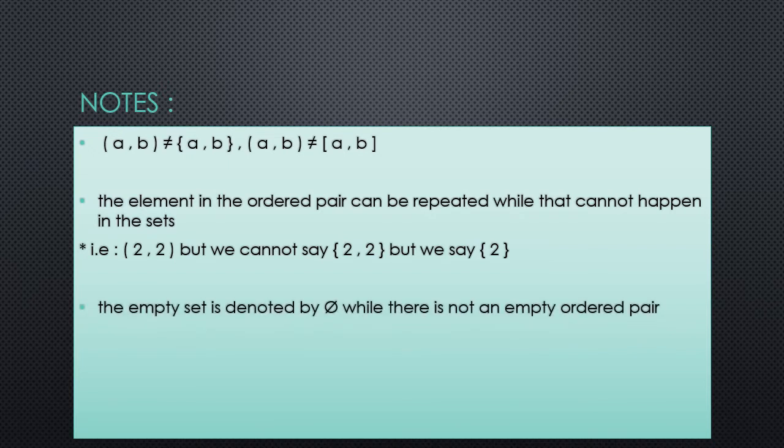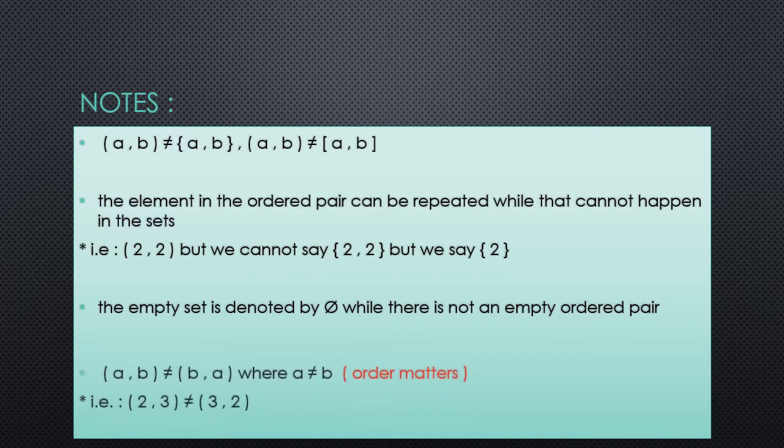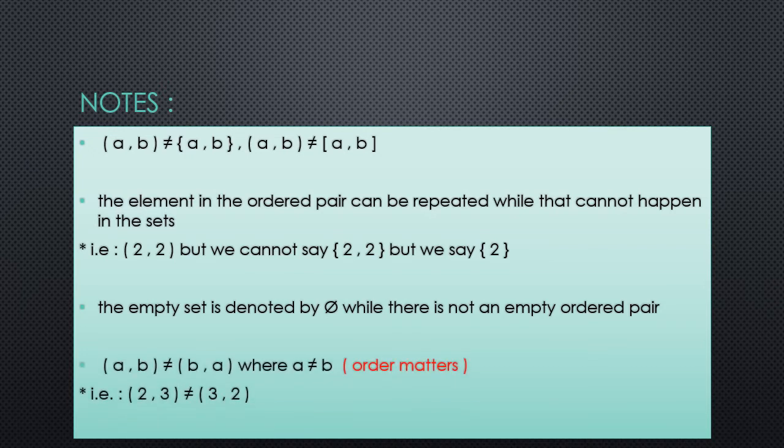The third one: the empty set is denoted by phi, while there is no empty ordered pair. The ordered pair must contain two projections. The fourth note: the ordered pair (A, B) does not equal the ordered pair (B, A), where A does not equal B. Order matters in the ordered pair. For example, the ordered pair (2, 3) does not equal the ordered pair (3, 2).